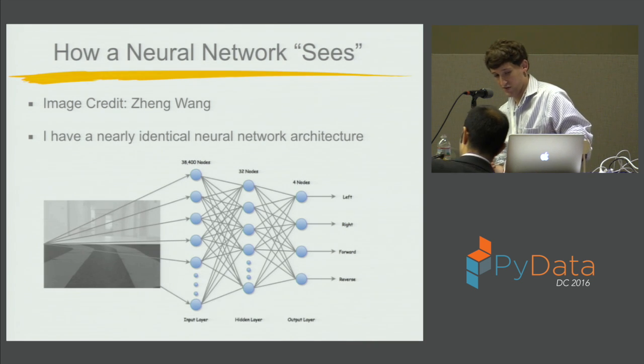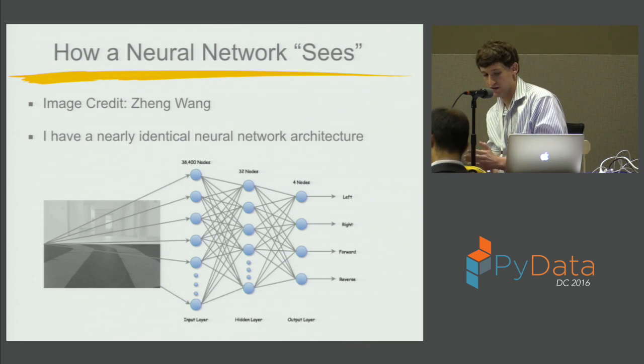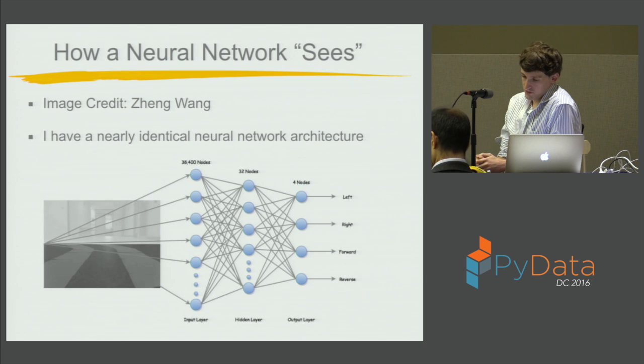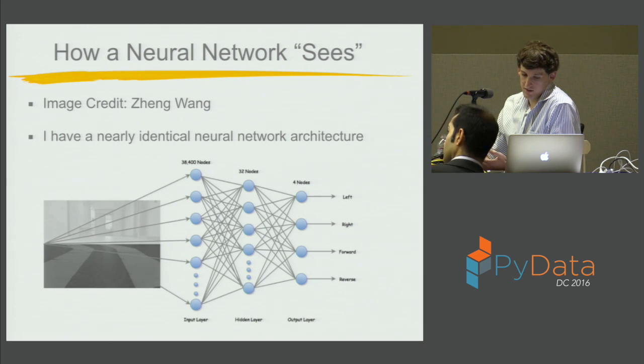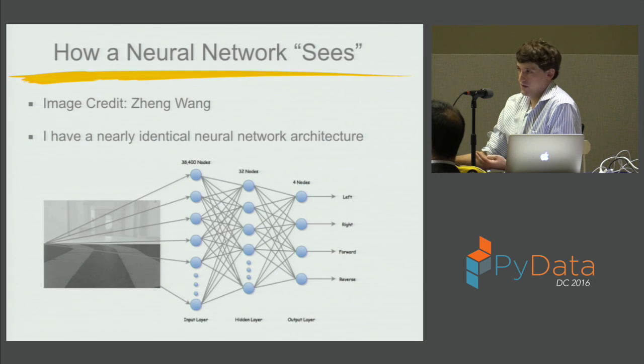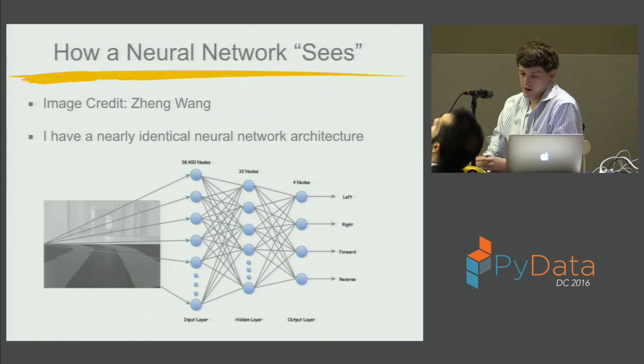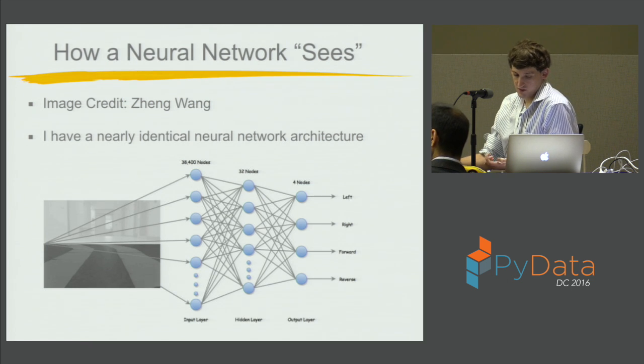But then these 32 hidden nodes are passed to the final layer, which is used to make a prediction of some sort. So in my case, and also in Zheng Wang's case, he's predicting 4 class labels: turning left, turning right, and going forward. I actually didn't use reverse. I think he said he just threw in reverse just for the fun of it, but didn't use it either. So I just have 3. But I think he trained with 4 classes. So that's how the neural network works.